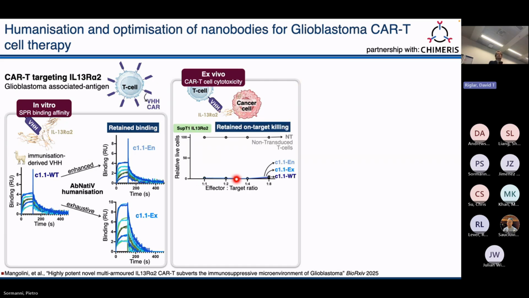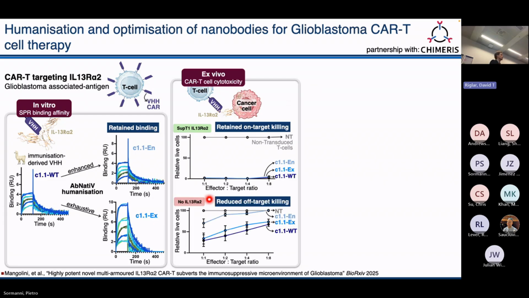We look at killing. This assay is always shown relative to the non-transduced T cell, so this is set to 100%, and these are different decreasing concentrations of T cell to target cell, and they all kill the cancer very effectively. What's interesting, though, is when they look at off-target killing. So now they're trying to kill cancer cells that don't have this particular target. And what we see is that the wild type has quite a strong off-target killing.